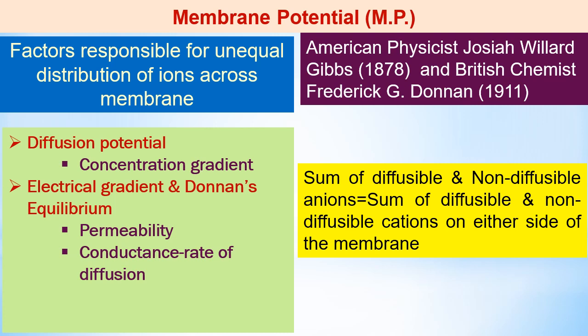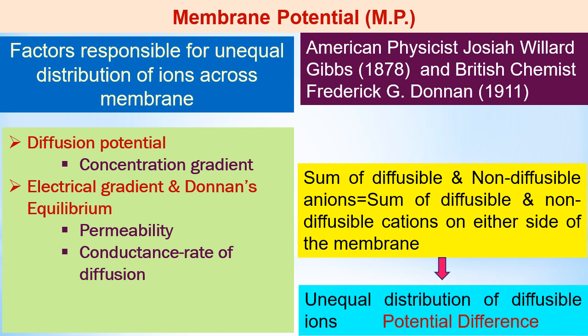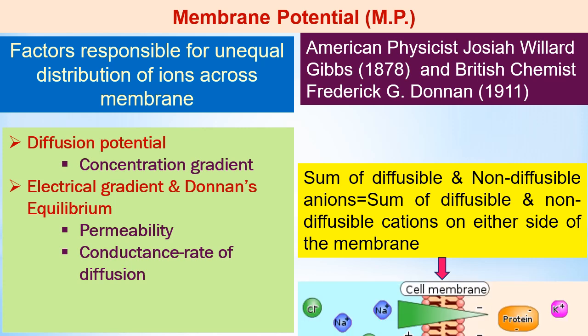And in summary of these two effects, the Gibbs-Donnan effect, they have explained that the sum of diffusible and non-diffusible anions is equal to the sum of the diffusible and non-diffusible cations on either side of the membrane. And this is known as the Donnan equilibrium. This Donnan equilibrium ultimately leads to the unequal distribution of diffusible ions, and that ultimately leads to the potential difference across the membrane when the cell is at rest.